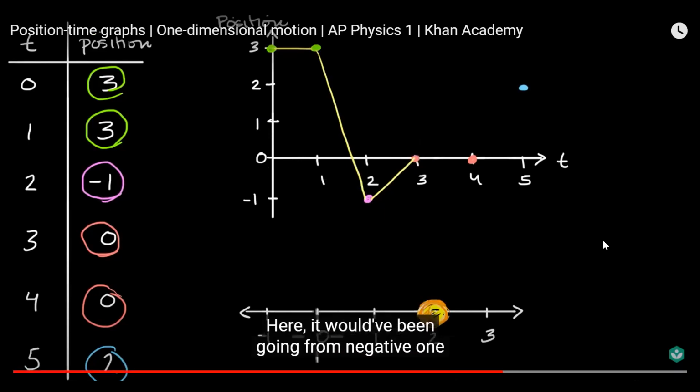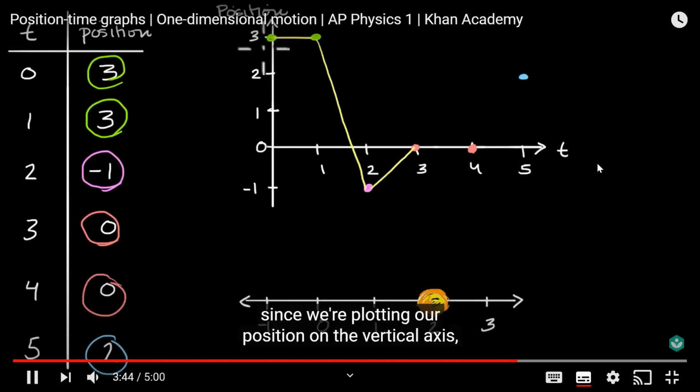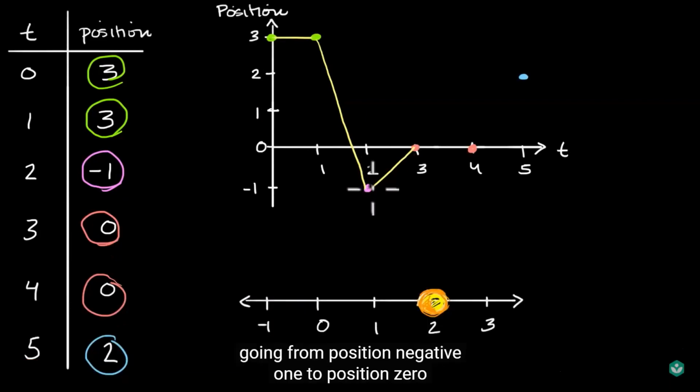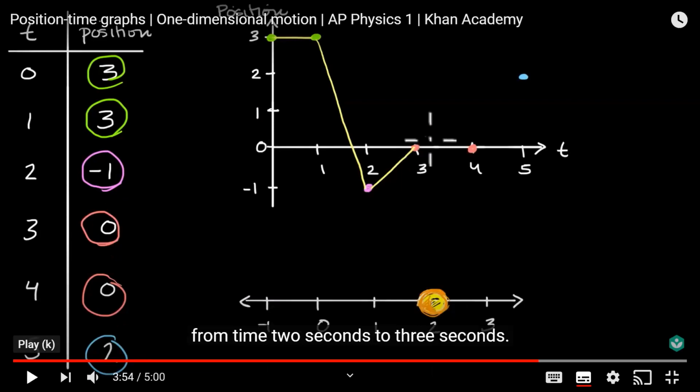Here, it would have been going from -1 to 0, moving 1 to the right. But over here, since we're plotting our position on the vertical axis, it looks like we went up. But this is really just going from position -1 to position 0 from time 2 seconds to 3 seconds. What would help you is to actually sketch it yourself to understand what's going on.